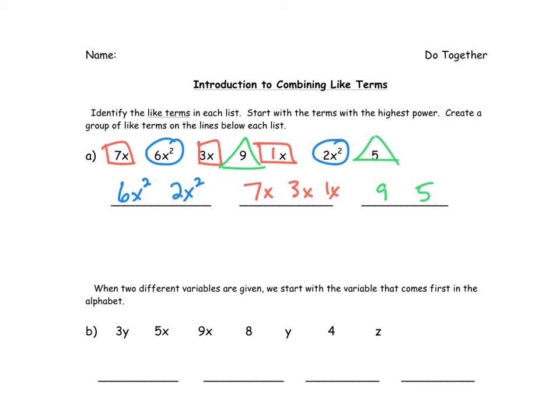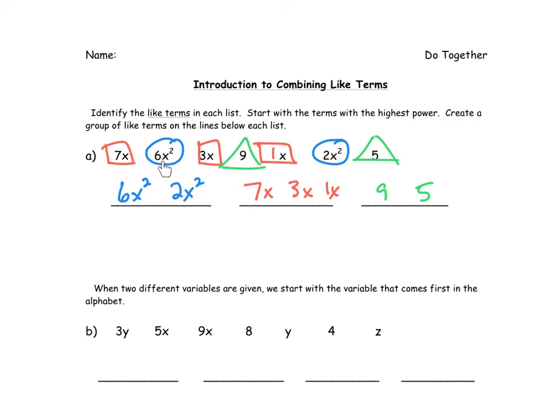Welcome to our second lesson on the introduction to combining like terms, and this is part two. You should already have this on your paper, and hopefully you watched the lesson before this. So let's review. Like terms are terms that have the same variable raised to the same power.